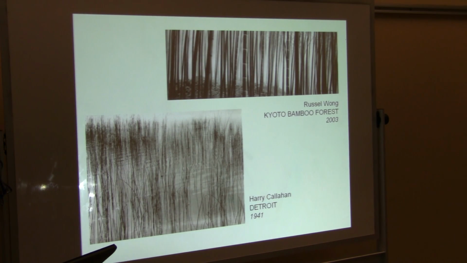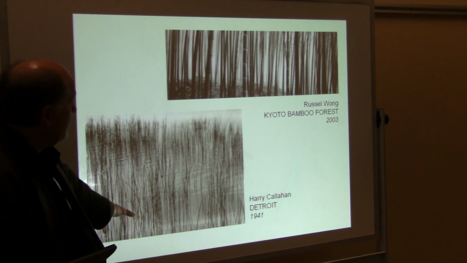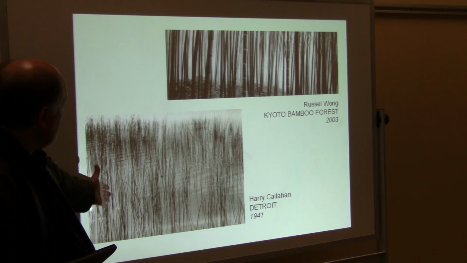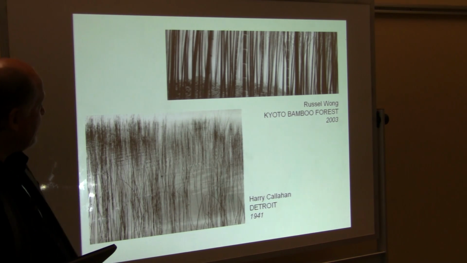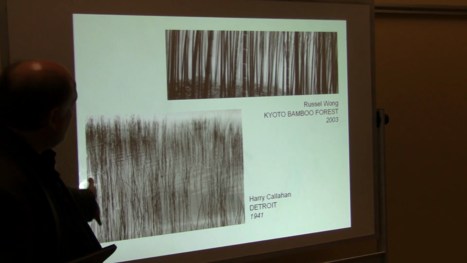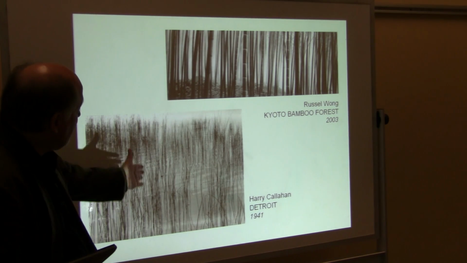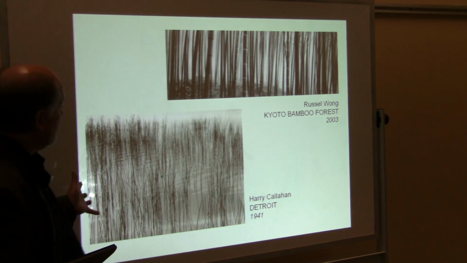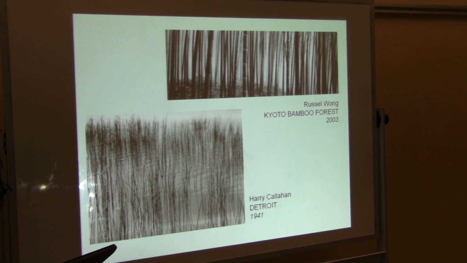A couple more recent pieces. Harry Callahan found a pond with some marsh grass on it outside of Detroit, and so it becomes all about line. Most of the lines are straight, but then you've got all these little curly lines that are the reflections in the water. Russell Wong is photographing the bamboo, and again, it's all about all those repeated vertical lines.